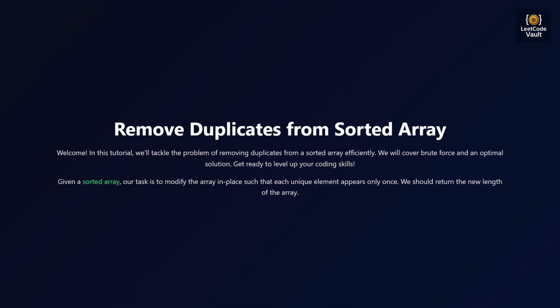Given a sorted array of integers, we need to remove the duplicates in place such that each element appears only once and return the new length of the array. The key here is in place, meaning we can't create a new array. We have to modify the existing one. We'll also be constrained by not using extra memory proportional to the input array's size. So let's dive into understanding this problem in more detail. We'll explore different approaches, and of course, we'll find the most efficient solution.